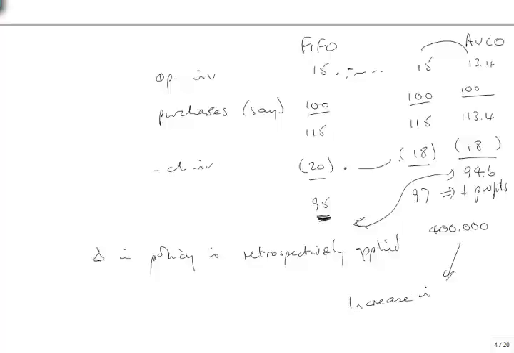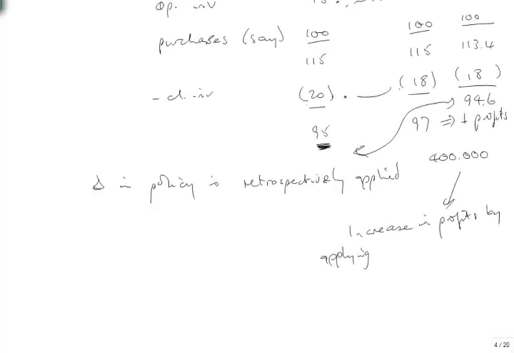Is that right? Cost of sales is 94.6 instead of 95. So there's an increase in profits by 400,000 by applying AVCO in place of FIFO. But as I say, that's a very doubtful reason to change an accounting policy. It's not an estimate, it's a change in policy, and it needs to be retrospectively applied.